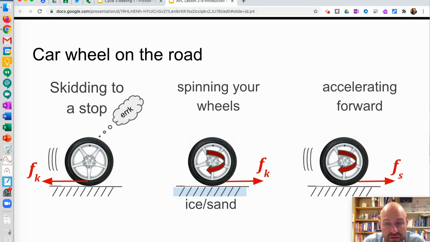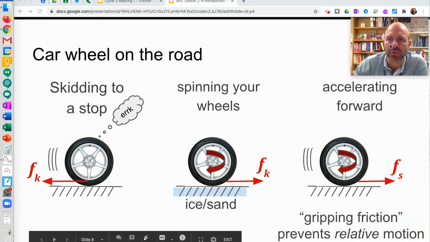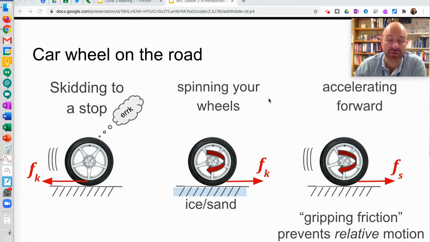And the final scenario is when you are not sliding, not skidding on a normal roadway, there is actually static friction pushing you forward because the tire wants to slide backwards, but the static friction is pushing it forwards. So this gripping of the pavement is really what we're thinking about here, prevents relative motion. The static friction is preventing the tire from slipping relative to the ground.